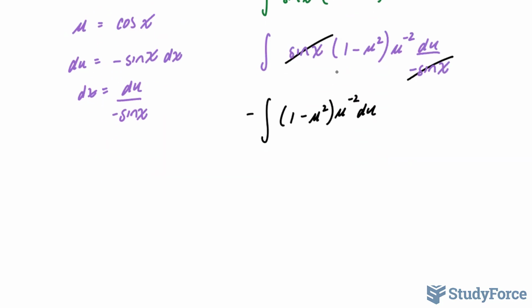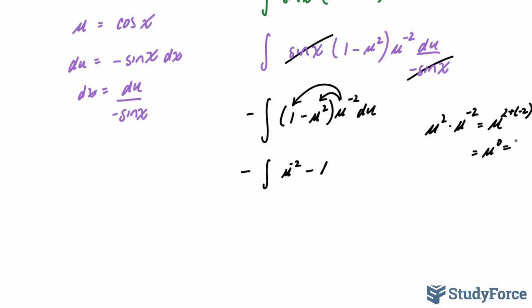I'll use the distributive law to multiply this into the two terms to its left, where I have negative, the integral of u to the power of negative 2, minus 1. Look at this. U to the power of 2 times u to the power of negative 2. That's like saying u to the power of 2 plus negative 2. U to the power of 0 is 1. Don't forget the du.